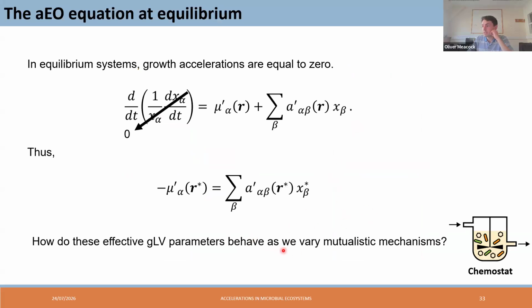And then I'm going to ask how they change as a function of the mechanistic processes. This is just a reminder, basically saying I've set this term to zero, we're at equilibrium, our environment is at R star, and then we have this equation which looks like the Lotka-Volterra equation at equilibrium. And we're going to explore how these parameters change as we vary mechanisms and then allow the system to re-equilibrate at a new R star.